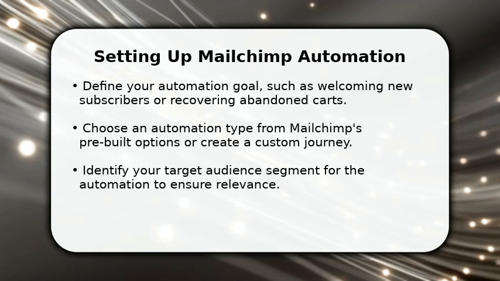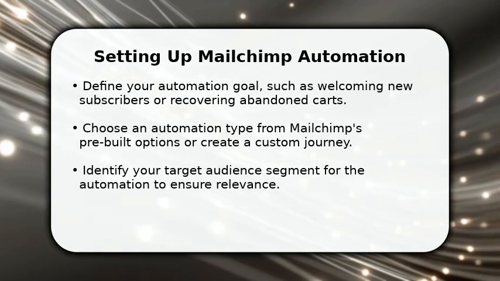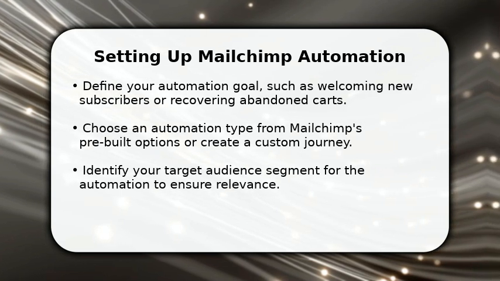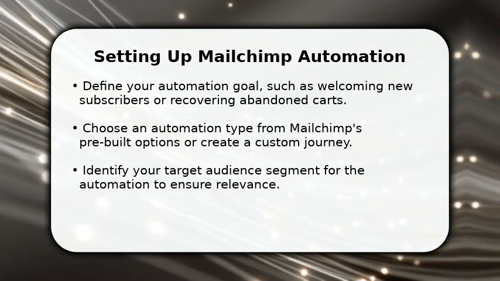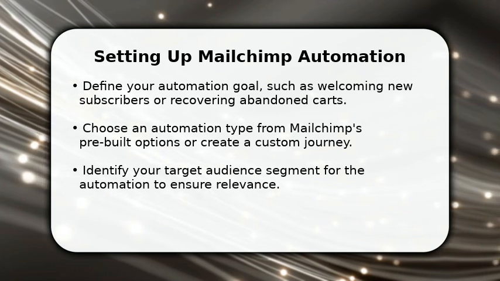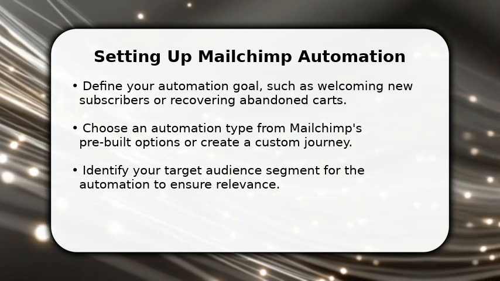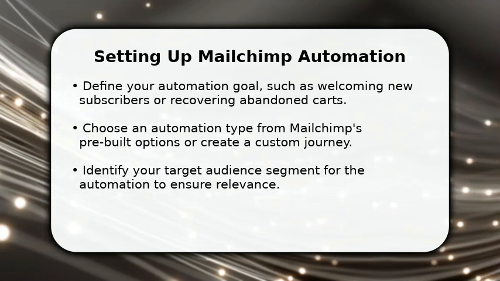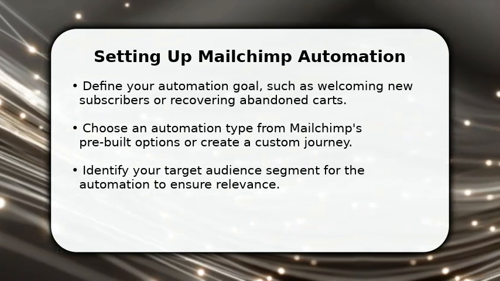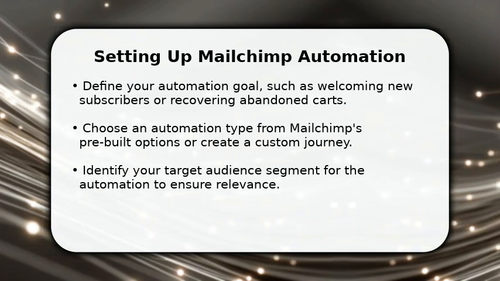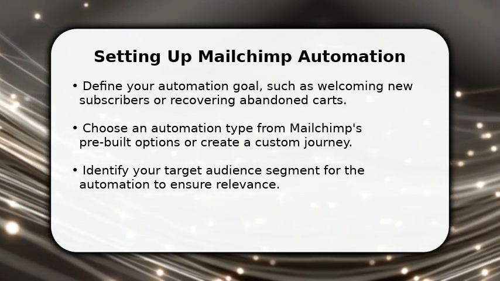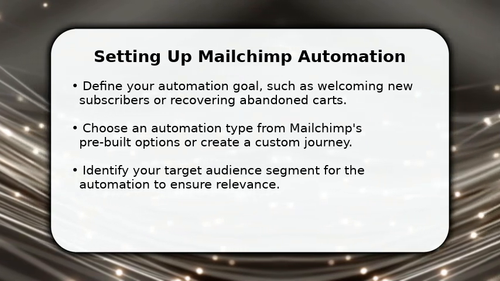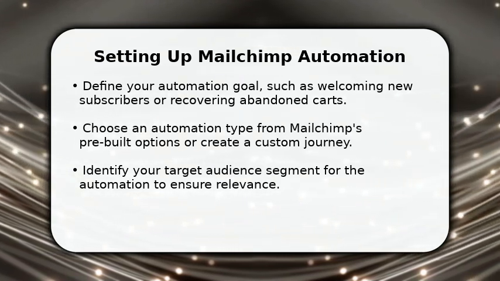In this video, I will explain how to set up Mailchimp automation. First, clearly define your objective, whether it's a welcome series for new subscribers or a re-engagement campaign for inactive ones. Next, navigate to the automation section in your Mailchimp account. You'll find various pre-built automation types, like a welcome series or abandoned cart emails, or you can start a custom journey. Select the option that best aligns with your goal to begin building your automated workflow.